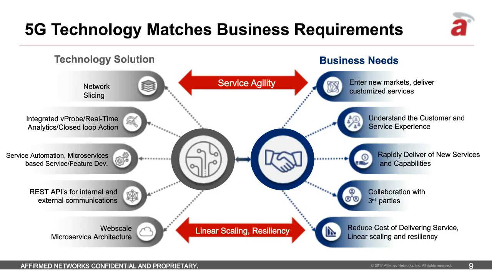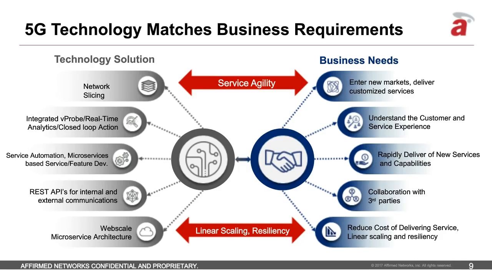We need to understand the customer and service experience, and here it's very important that everything be integrated with instrumented probing. At Affirmed, we have vProbe technology that is part of every VNF that we build and deliver. This leads to very rich data analysis, real-time analytics, and closed-loop action. So this becomes a very important part of network evolution. We need to, again, rapidly deliver new services and capabilities. The way we build it is through a microservices-based cloud-native architecture, and the way we roll it out is through service automation and slicing.